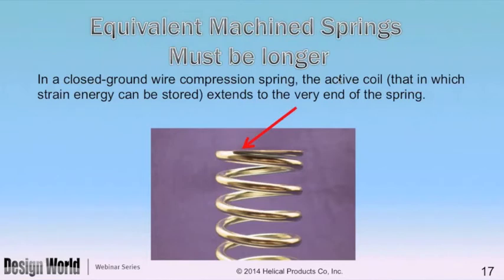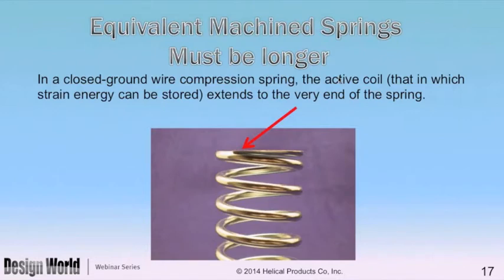Here's a typically closed and ground wire spring. Closed meaning that the coils are brought together, and ground meaning that they're as square as they can be made on the end. And this is pretty interesting because this is a compression spring, and the stresses in a compression spring are torsional shear. And the torsional shear in these springs goes all the way out to the end. And so the entire piece of wire is active to some degree in providing the elasticity that's desired for the spring.